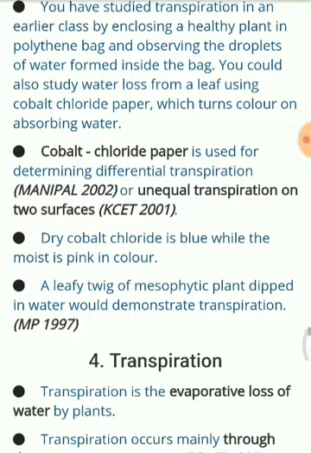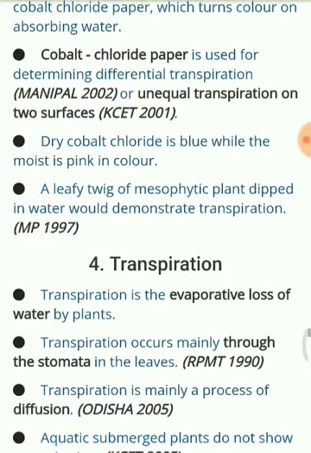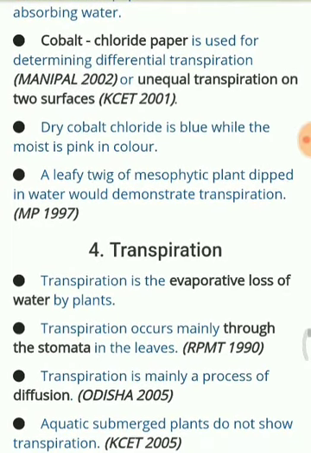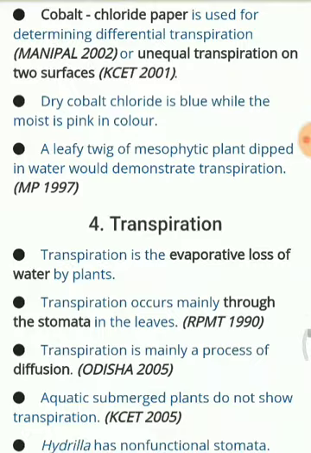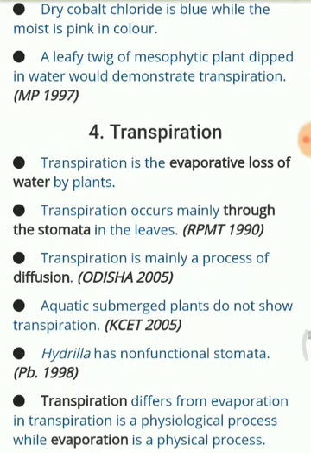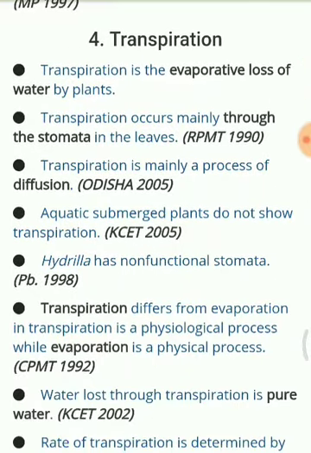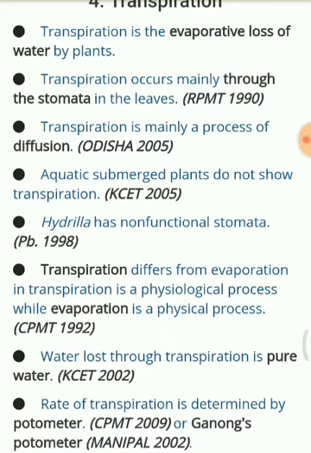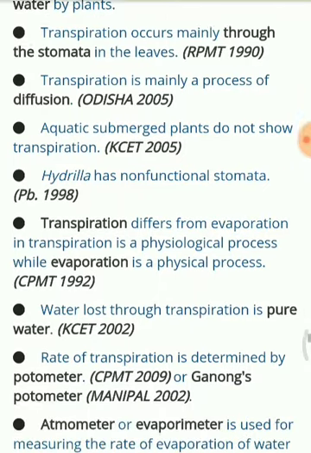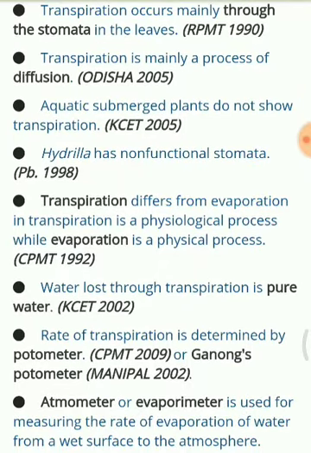Fourth, transpiration. Transpiration is the evaporative loss of water by plants. Transpiration occurs mainly through the stomata in the leaves. Transpiration is mainly a process of diffusion. Aquatic submerged plants do not show transpiration. Hydrilla has non-functional stomata. Transpiration differs from evaporation: transpiration is a physiological process, while evaporation is a physical process.